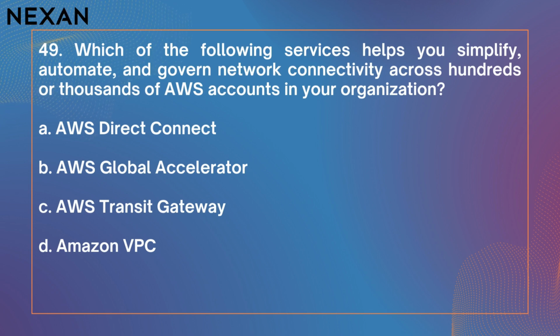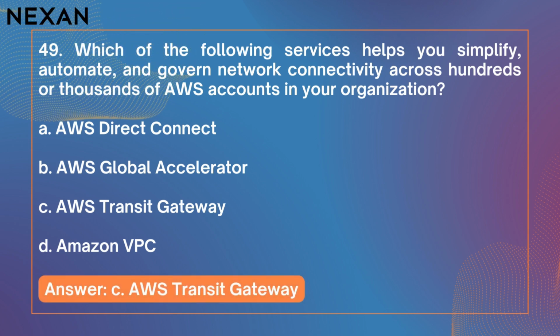49. Which of the following services helps you simplify, automate, and govern network connectivity across hundreds or thousands of AWS accounts in your organization? A. AWS Direct Connect. B. AWS Global Accelerator. C. AWS Transit Gateway. D. Amazon VPC. Answer: C. AWS Transit Gateway.